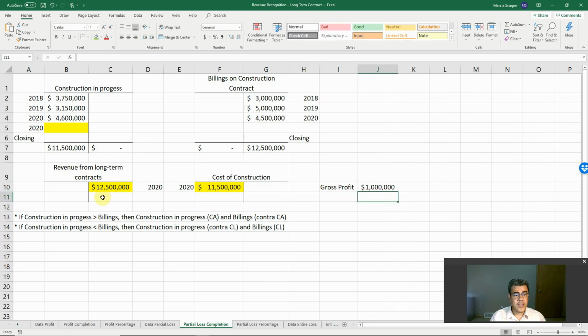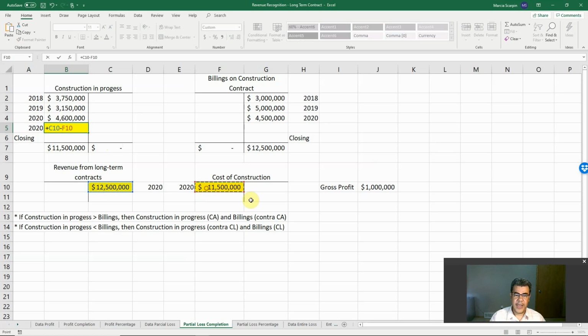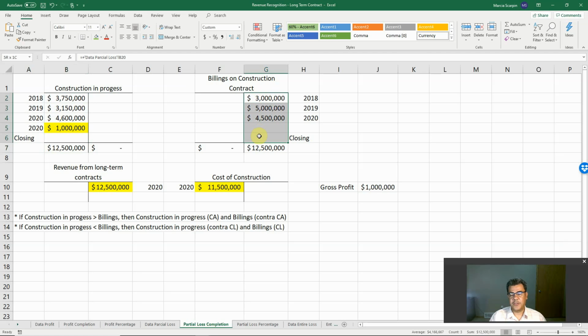So, okay, we need to balance it. We will balance with construction in progress. That is usually how we also do when we are selling stuff, but we do it in the opposite way. Okay, so how do we do that? 12.5 credit less 11.5 debit. We have $1 million. And then we have the same numbers here. They must match because our inventory here will match with our deferred revenue because we already have the revenue and cost of construction.